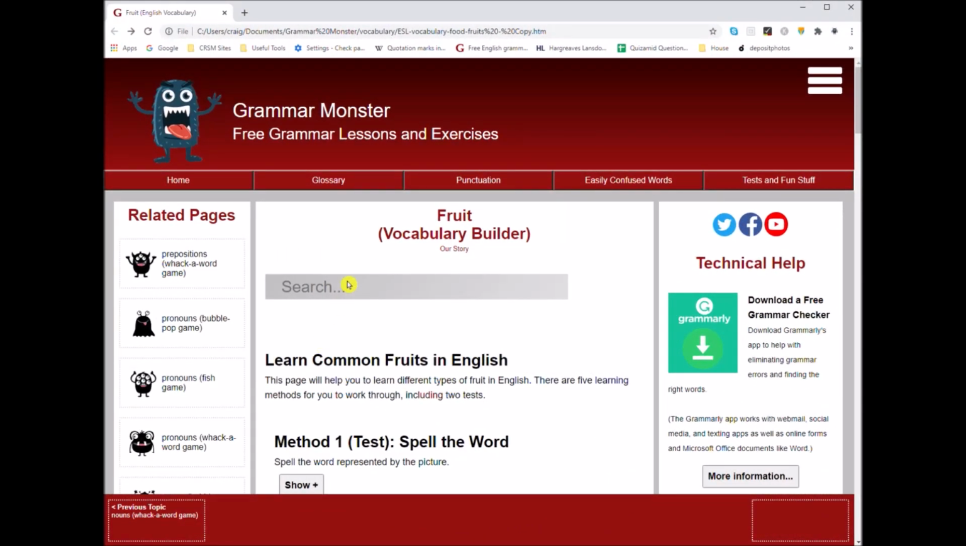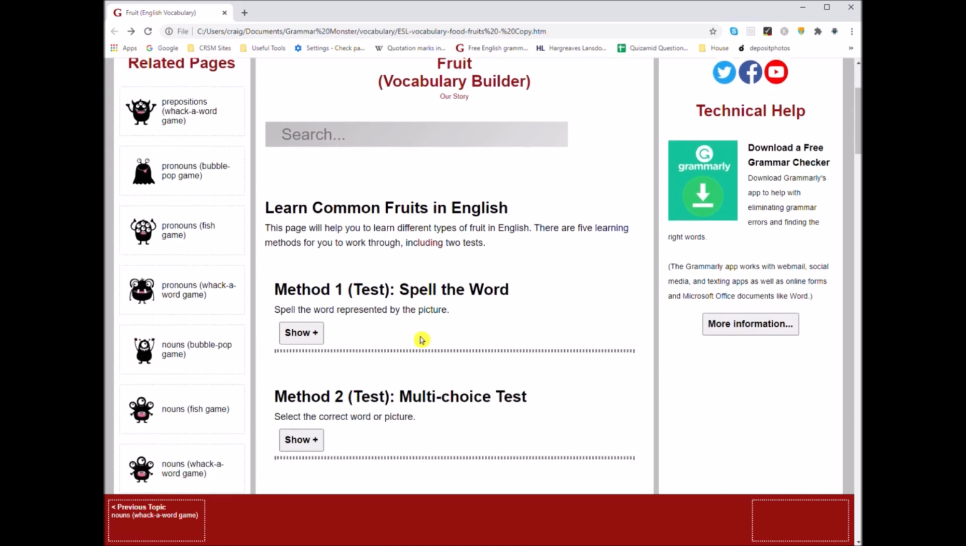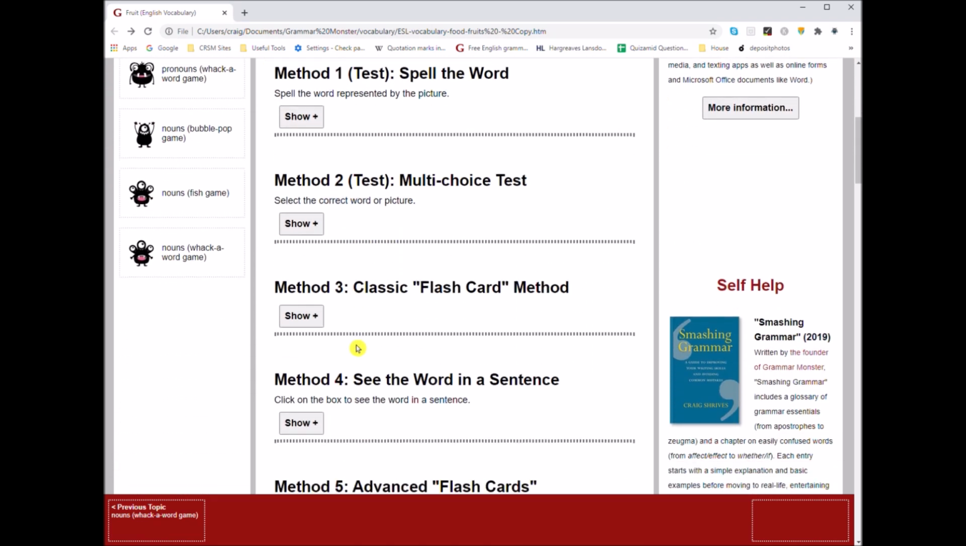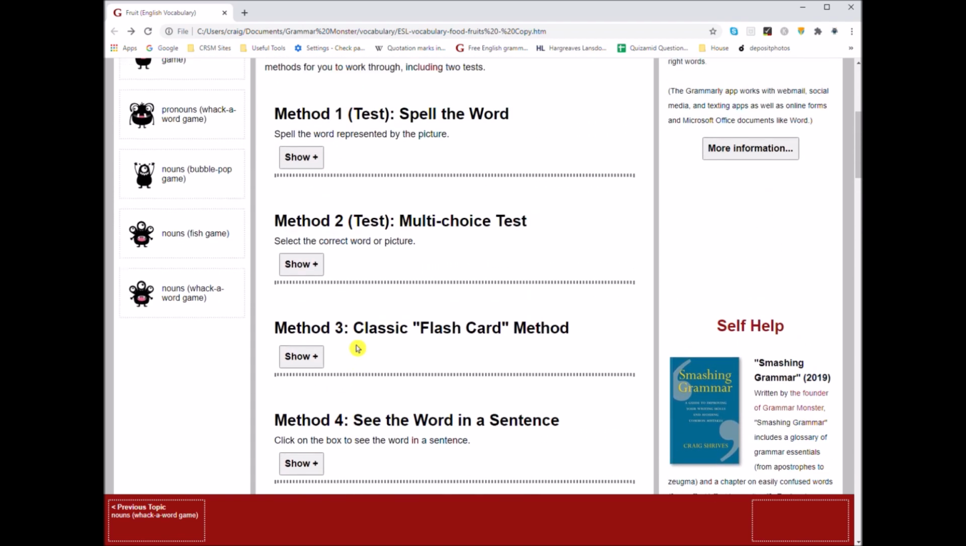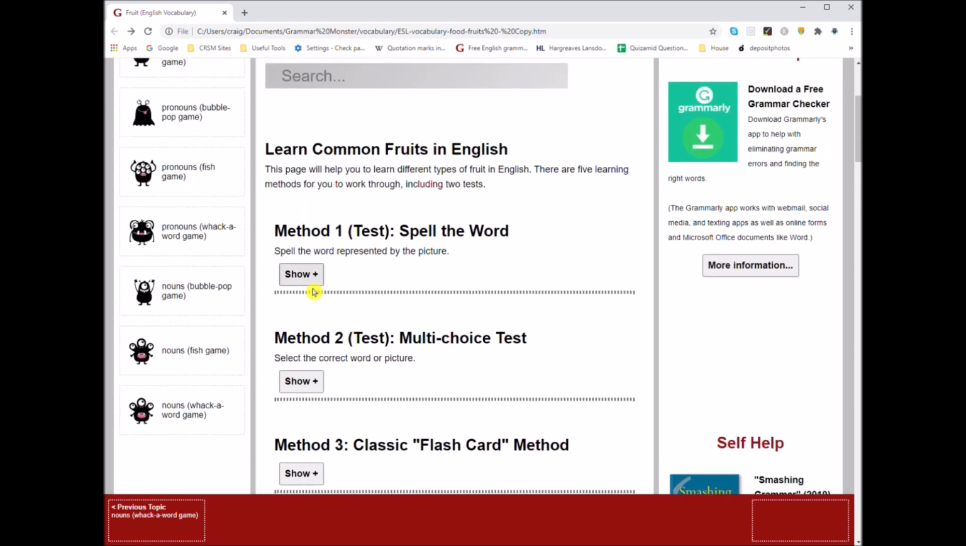In this short video, I'm going to show you how to use the vocabulary builder on Grammar Monster. This page is designed to teach you the different types of fruit in English. All of the vocabulary pages are the same. They have 5 methods to teach you the different words.